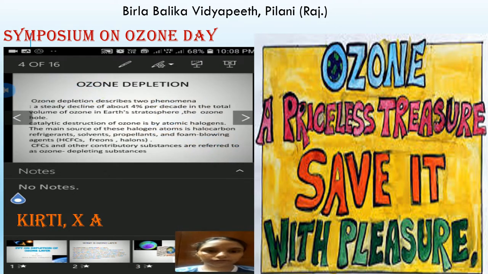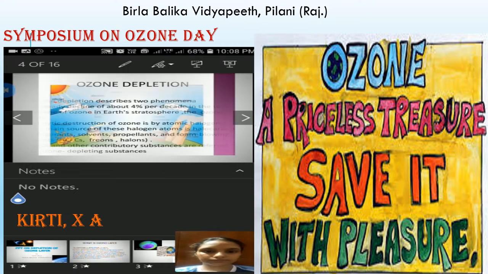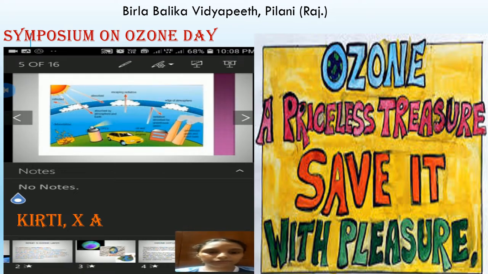Now we're going to talk about ozone depletion. With the help of this image, you can easily see what I want to tell: we are using CFCs, deforestation is there, oil and petrol we are using in our cars, and burning of fossil fuels and releasing of greenhouse gases. All these things damage our ozone layer. That is so harmful for us and for our planet Earth.